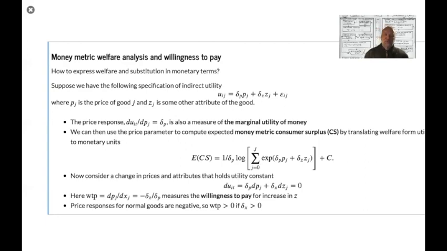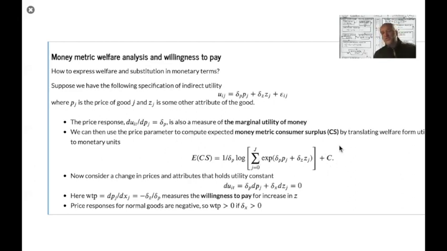Now the price response, the coefficient here, would be the marginal utility of money. We already talked about that, right? But then we can use this price parameter to recompute things in money metric terms by translating welfare that's measured in utility units into monetary units. We essentially just divide through with that coefficient, which makes that unit of utility disappear.